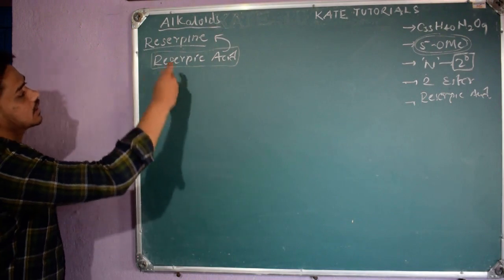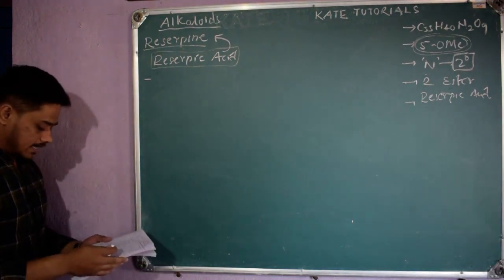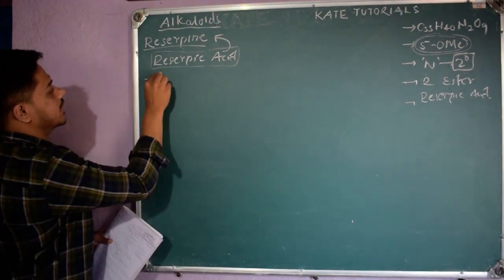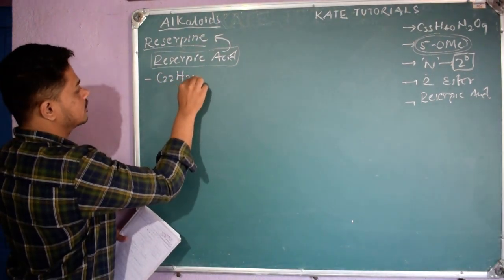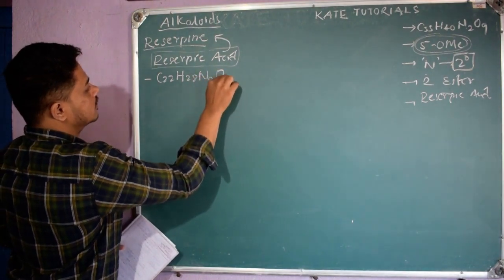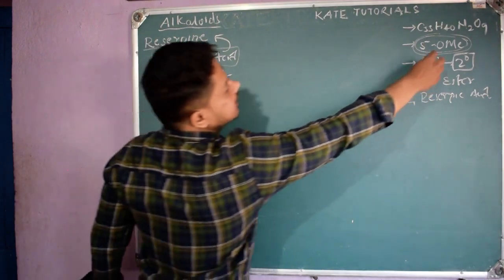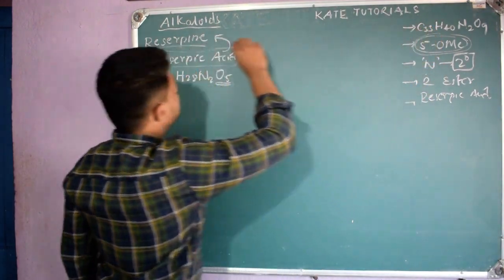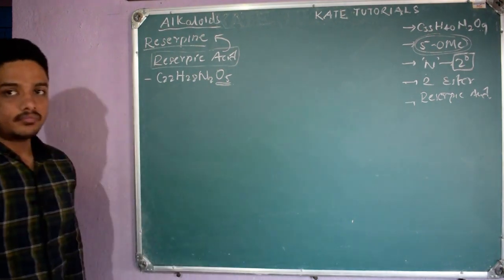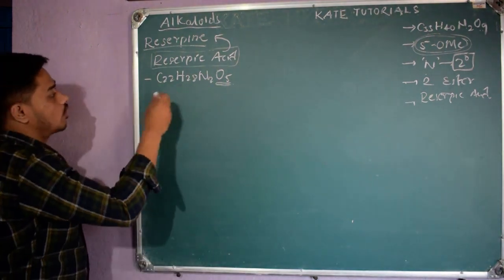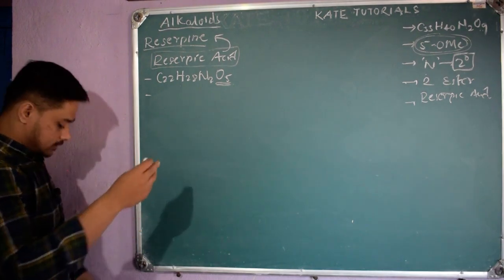So, structure elucidation of Reserpic acid. The scientists found its molecular formula to be C22H28N2O5. So it has 5 oxygens. Initially, the molecular formula of Reserpine had O9, and now it is O5. So let us do a few things.